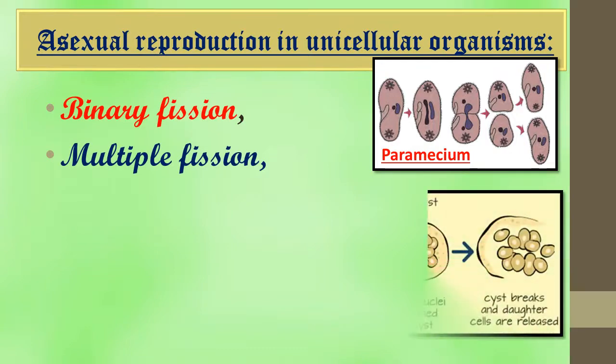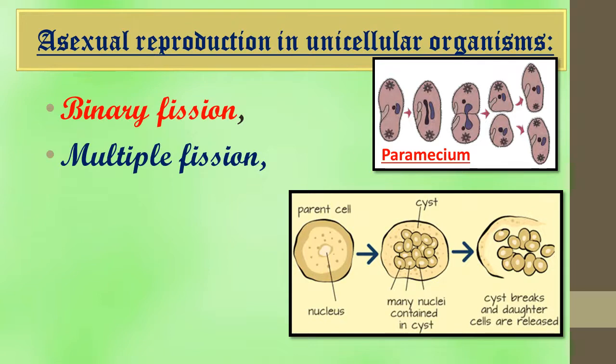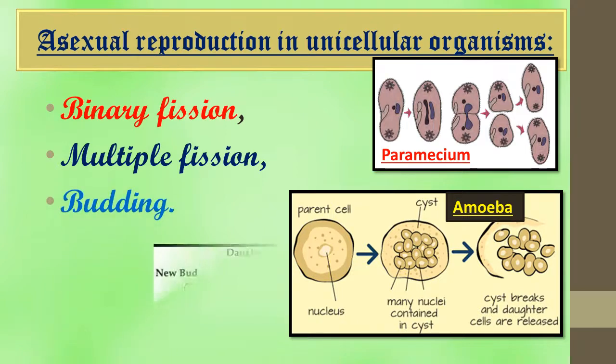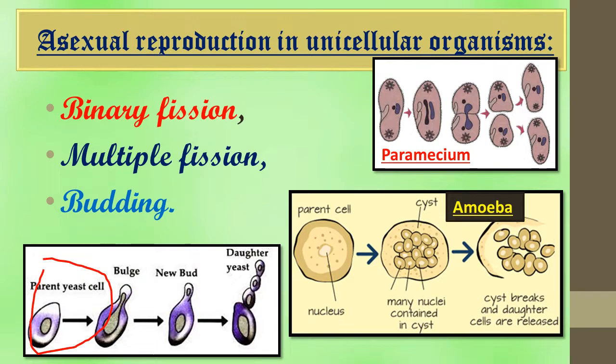And next is multiple fission, in which we have seen that in unfavorable conditions amoeba undergoes multiple fission. That means instead of dividing into two daughter cells, it will form a cyst, and the amoeba cyst contains many nuclei, as you can observe here. When the conditions become favorable, the cyst breaks open and many daughter amoeba cells are released, and then they grow independently. So this is multiple fission in which one cell divides into many cells. And third is budding, in which we have seen budding in the unicellular yeast cell, in which a new bud arises, and after growing completely, the bud detaches from its parent body and grows independently. So these are the three types of asexual reproduction in unicellular organisms.